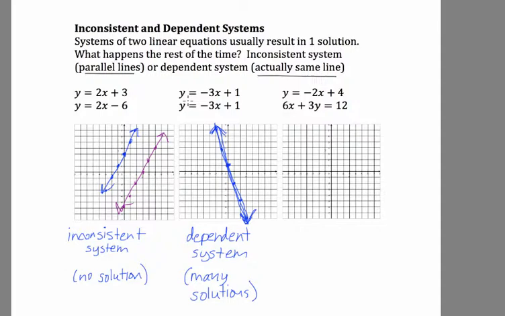Now, you won't often see it where you just have two of the very exact same equations. It'll look more like this. y equals negative 2x plus 4. That's easy enough to graph. Now, how would you graph this one? Well, it's in standard form. So to graph it, I'd have to use my algebra to change it into slope-intercept form.